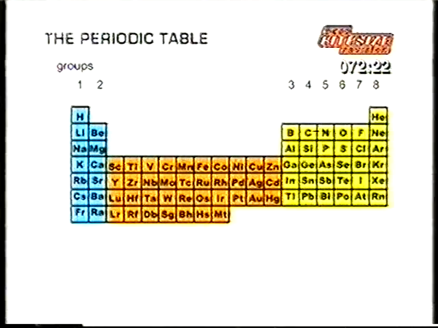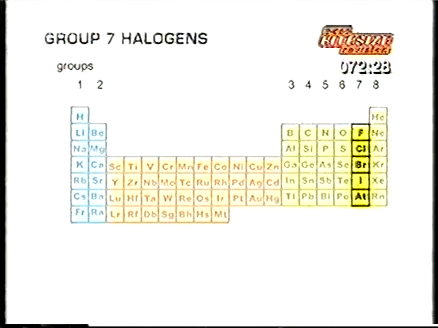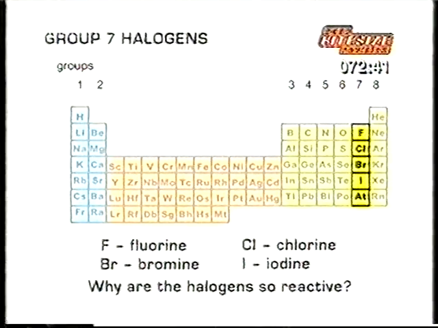The next group you need to know about is group 7, the halogens. The group 7 halogens is another group of highly reactive elements near the other end of the periodic table. The most common ones are fluorine, chlorine, bromine and iodine. Watch the next clip and see if you can work out why these halogens are so reactive.